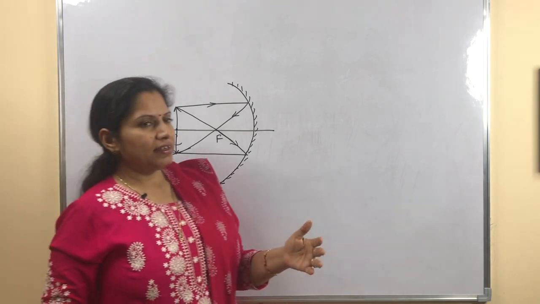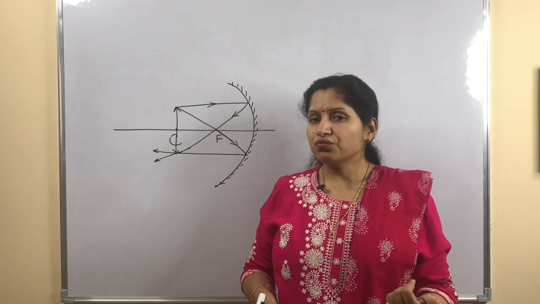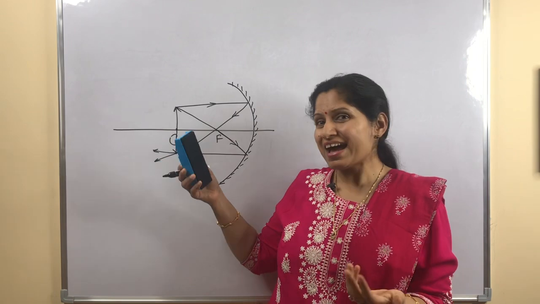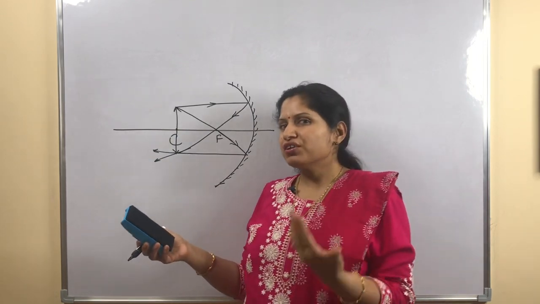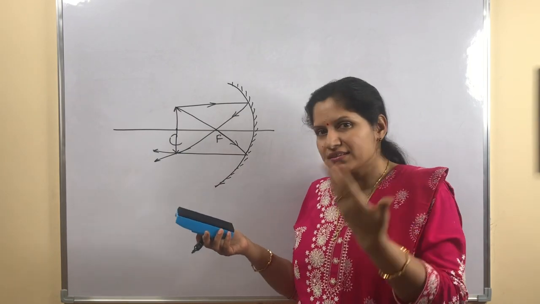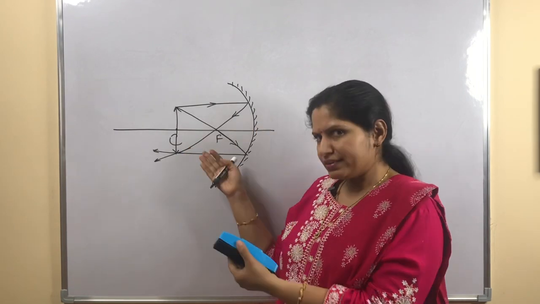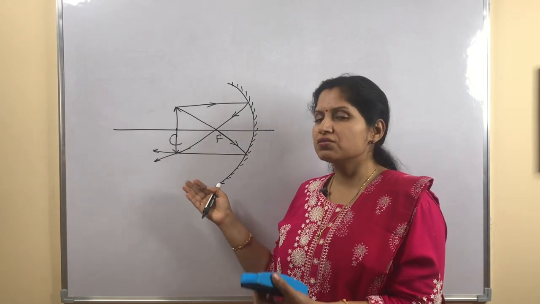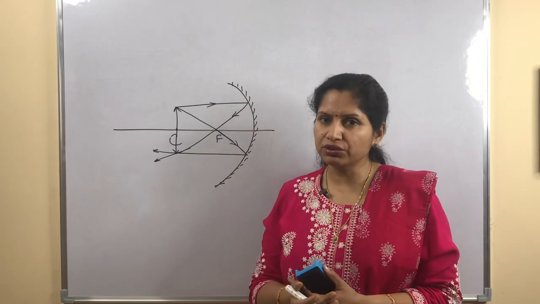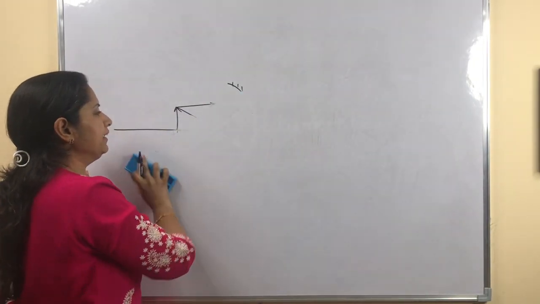Similarly, we have to write the details. Position of the object is at infinity. Position of the image is also at infinity. Position of the object is at center of curvature. Position of the image is also at center of curvature. What is the nature of the image and the size of the image? The image is real and inverted. Really, the rays are intersecting each other, so it's a real and inverted image, and it's having the same size as that of the object. So for this condition also we have got the image.